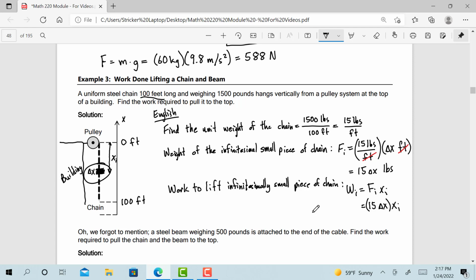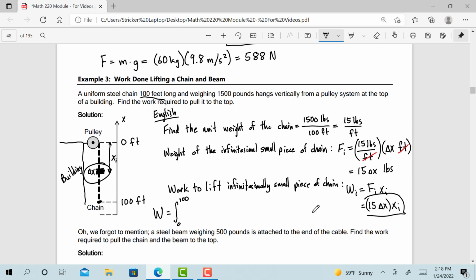And that allows us then to find our work, because we can now use the integral. The work is going to be the integral with respect to x. If we're at the little small piece of chain at the very top here, it's not moving any distance. And then down at the bottom here, it's moving a distance of 100 feet up. So x is going to range between 0 and 100.